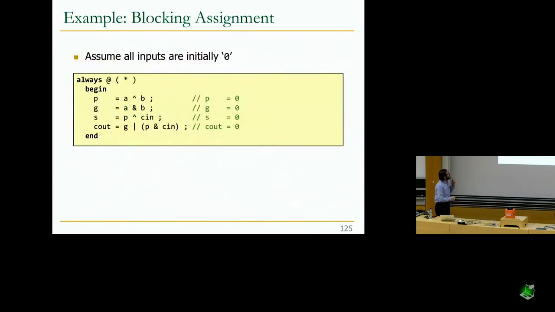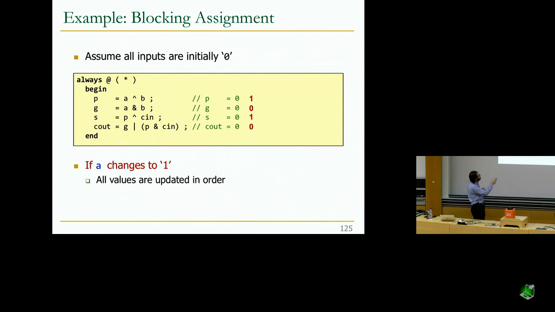Okay, so let's take a look at this blocking assignment. This is just some example. This is an always block, and if A changes to 1, all values are updated in order, right? Basically, this is what you get. You get in-order assignments because each of these is executed one by one. Assume that all inputs are initially 0. This is the result that you get.